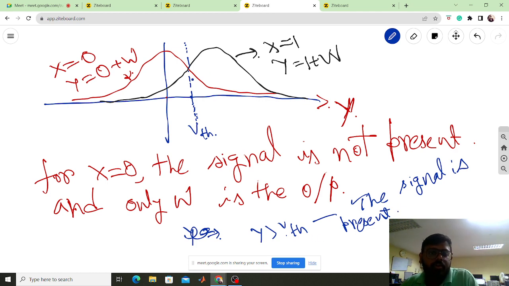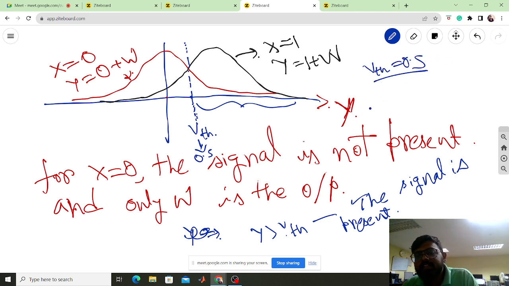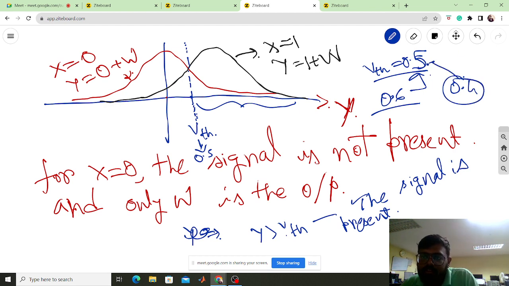So we obtained some signal here in this region. Suppose VTH is 0.5. So suppose we receive a signal that is greater, we receive 0.6. In that case, it is greater than 0.5, so we can say that the signal is present. Suppose we receive a signal 0.4. In that case, we will say the signal is not present. So what is the condition for signal is not present? Y less than VTH.